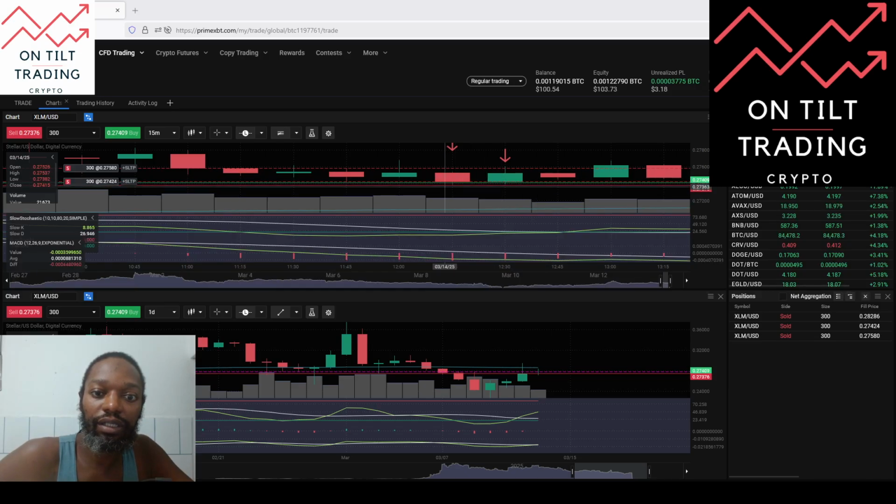So this entry here I chased, which is not good, which has me out of position right now. This entry I actually took on pullback from this particular high right here. So when the Fibonacci level was up, it was for getting into this position, trying to better my average from chasing here.